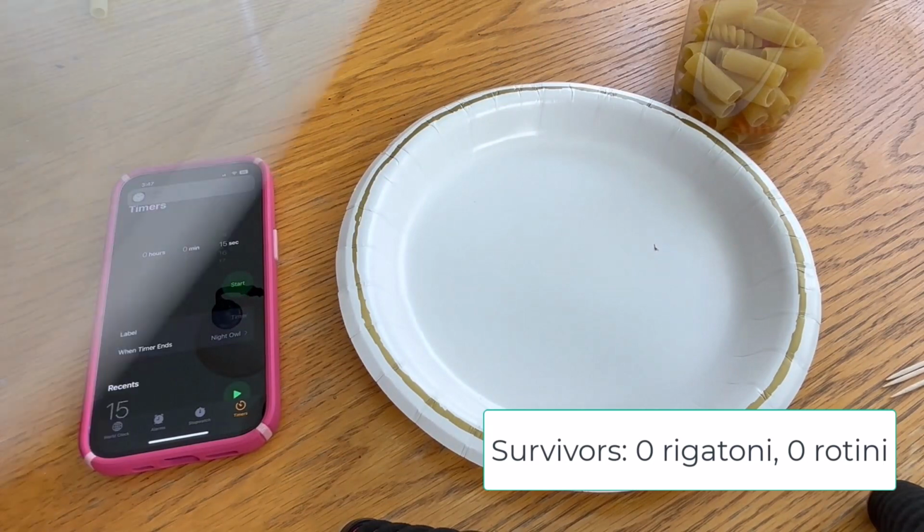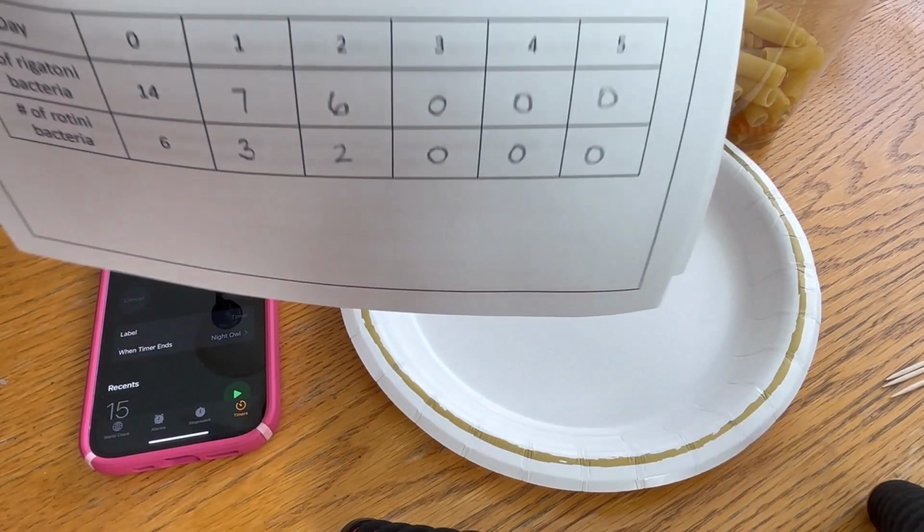And finally, both strains of bacteria have been eliminated.